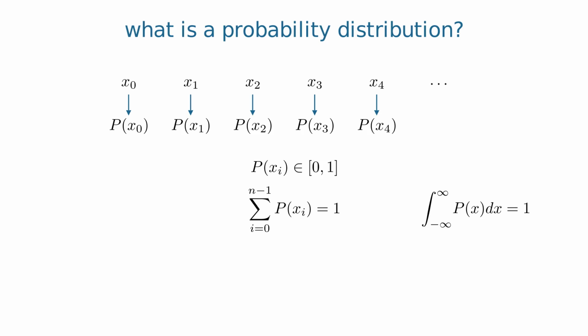And there are 2 properties that any probability distribution should always fulfill. This number must always be between 0 and 1, of course, and the sum of all probabilities assigned to all the objects that we are considering must add up to 1. And this sum will probably be an integral if we are talking about continuous probability distributions, as we will see later.